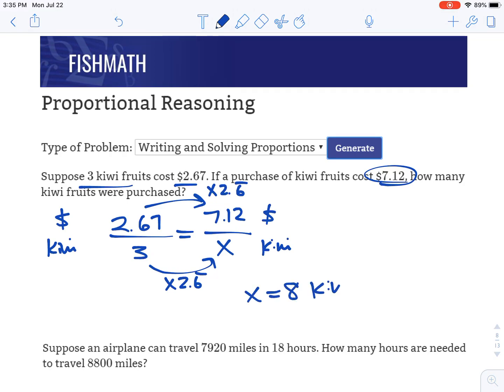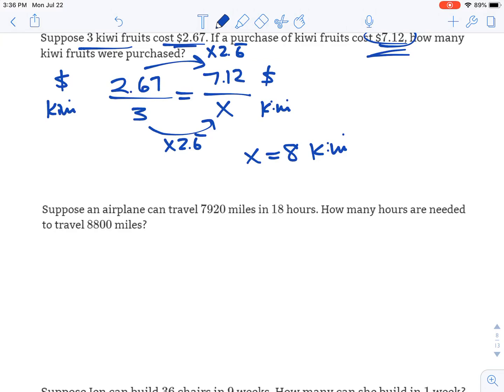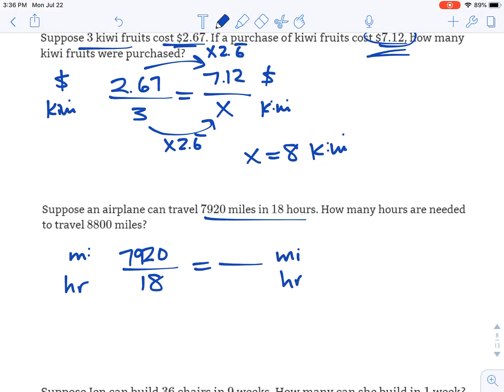And that makes sense. It was more expensive than it was before, so it should be more kiwi that were purchased. For the next one here, very similar. We're going to take the rate, write it as a fraction. 7,920 miles in 18 hours equals blank miles in x hours. So we don't know how many hours are needed, so x hours, but we do know the number of miles, so 8,800. That would be the number of miles here.